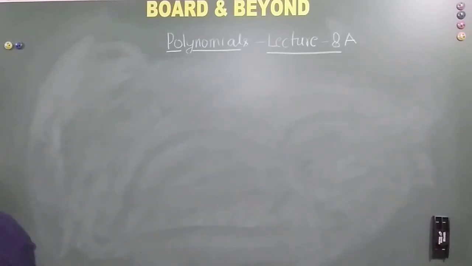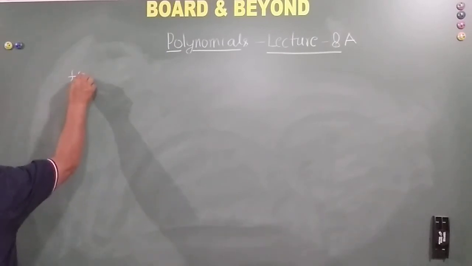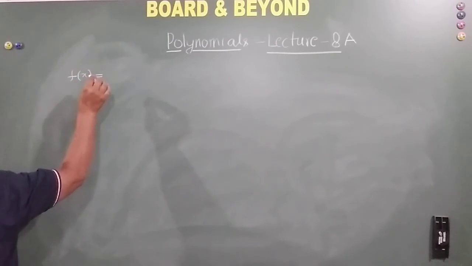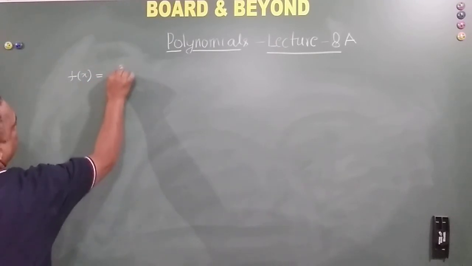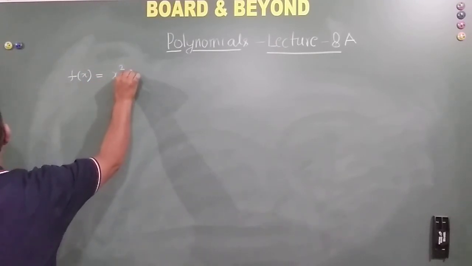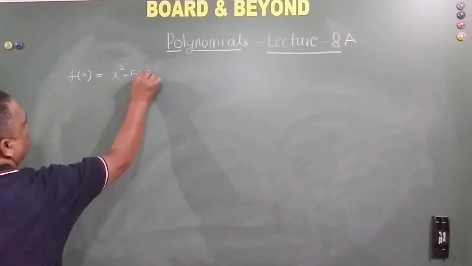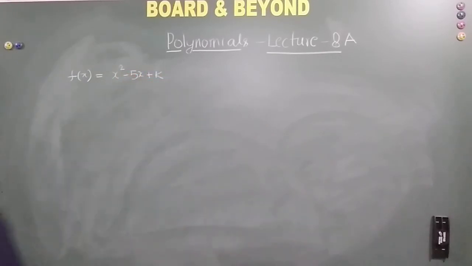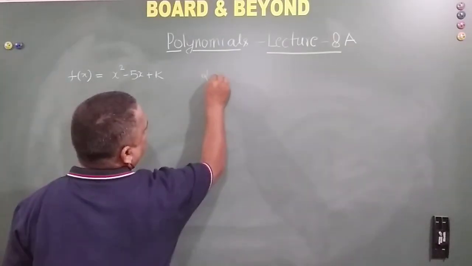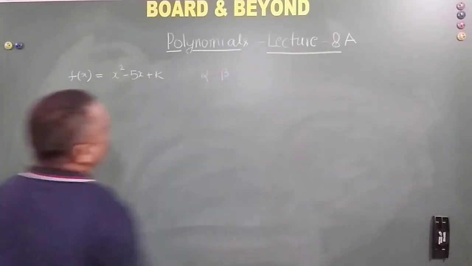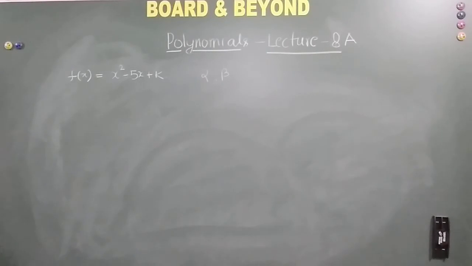If alpha and beta are the zeroes of the polynomial f of x, which is said to be x square minus 5x plus k, and alpha and beta are the two roots, and alpha minus beta is equal to 1.